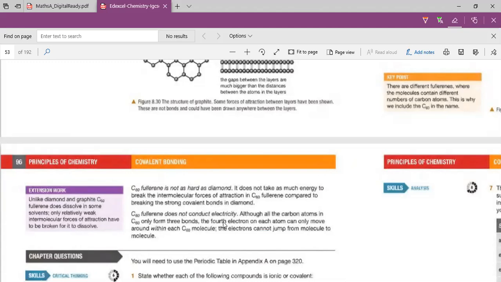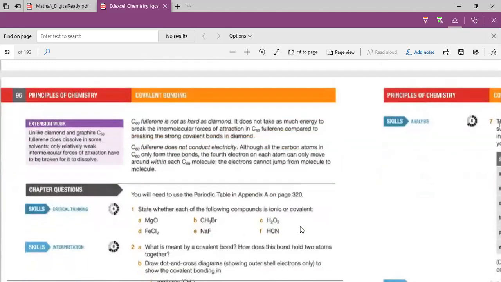The fourth electron on each atom can only move around within the molecule. Each carbon is attracted to three other carbons, and this carbon requires four electrons to be stable. Since the fourth electron is mobile, it can move, but it can only move within the molecule. It cannot jump from molecule to molecule. And if it cannot jump from molecule to molecule, it explains why C60, with 60 carbon atoms in itself, does not conduct electricity.